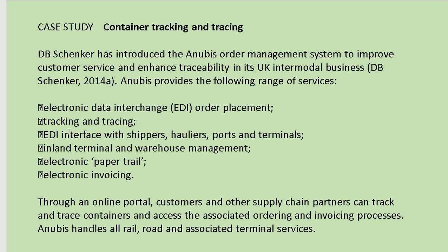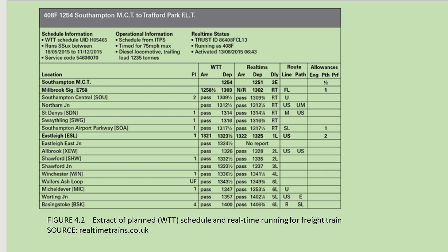So this one is a particular case study about tracing containers. Based on this, here is another example of a rail extract of planned schedule and real-time running for freight train services. So you have here the location, as I said earlier, having a very unique location name. Then arrival and departure, and real-time arrival and departure. And then its route. So all of these are scheduled.